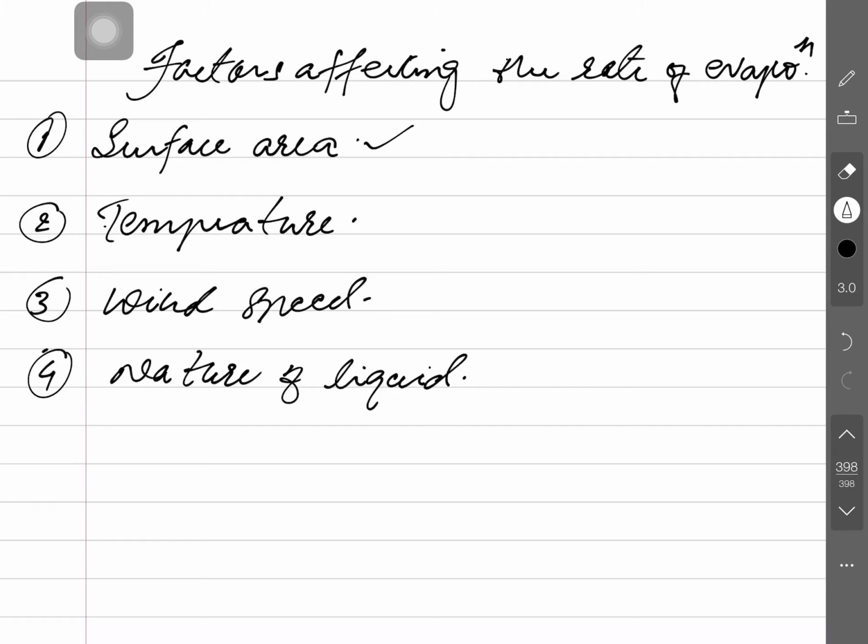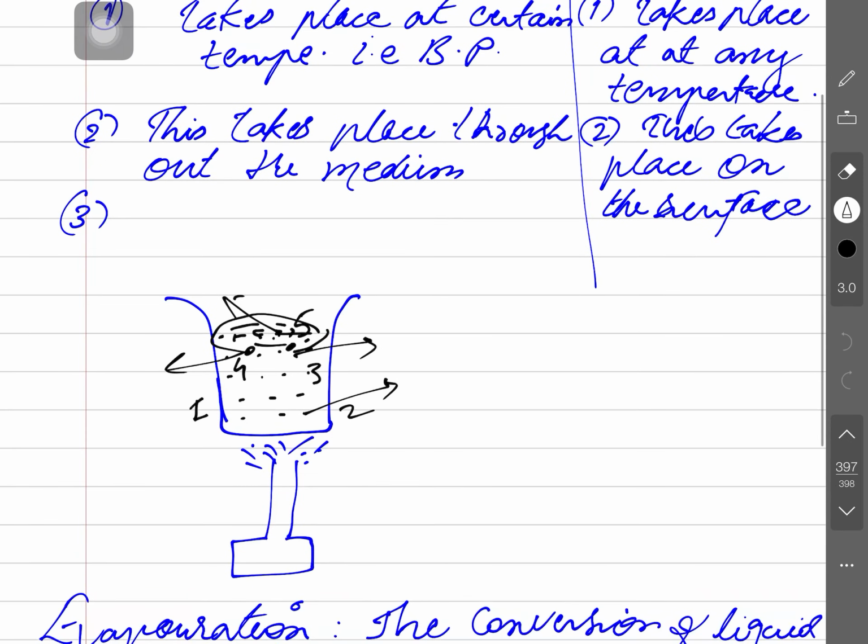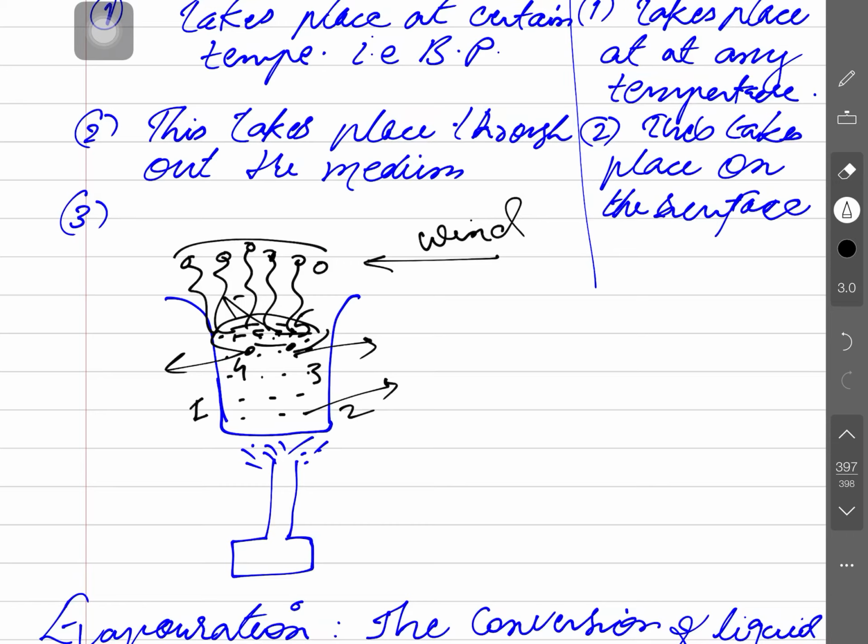Wind blow, wind speed. It's a simple phenomenon we can understand here. Suppose this is the container containing the liquid, and these are the liquid molecules, okay? So, these liquid molecules are available here, right? And the wind is coming from here. So, the wind will blow out all these molecules in this direction.